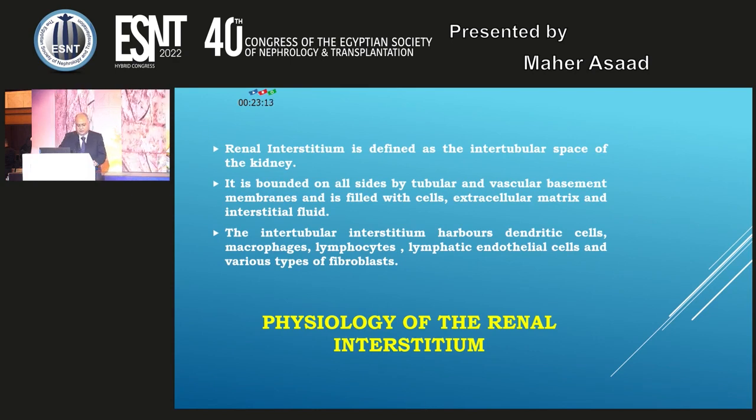Physiology of the renal interstitium. The renal interstitium is defined as the intertubular space of the kidney. It is bounded on all sides by tubular and vascular basement membranes and is filled with cells, extracellular matrix, and interstitial fluids. The intertubular interstitium harbors dendritic cells, macrophages, lymphocytes, lymphatic endothelial cells, and various types of fibroblasts.